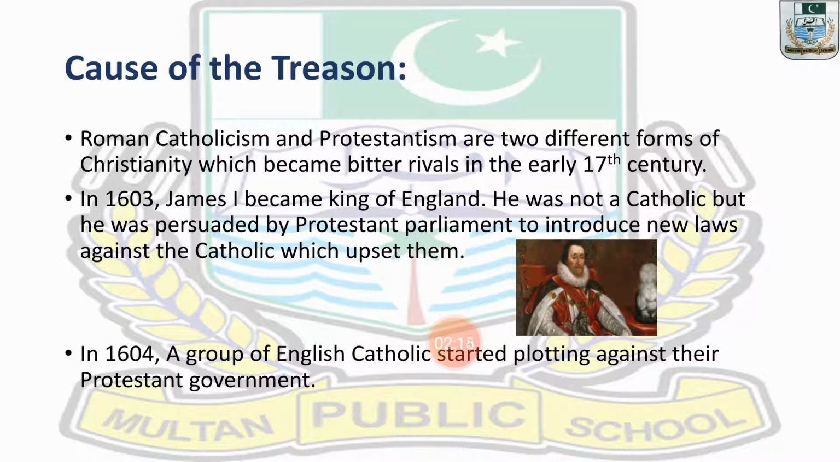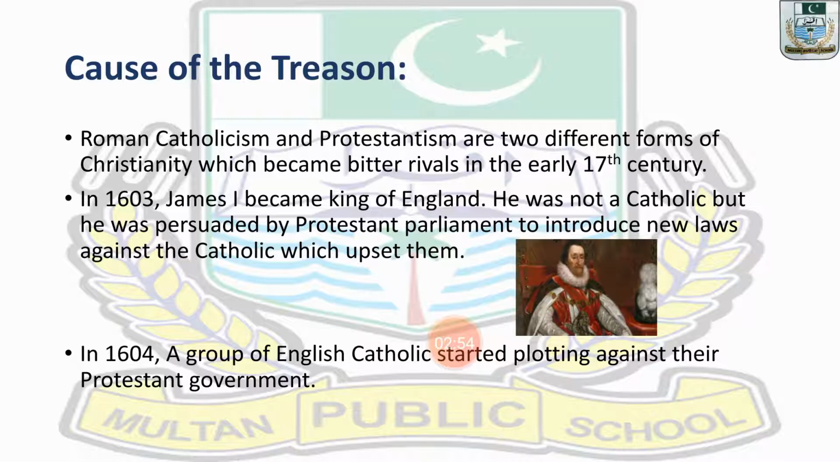Now come to the cause of the treason, reason of the treason. Roman Catholicism and Protestantism are two different forms of Christianity which became bitter rivals in the early 17th century. In 1603, James I became King of England. He was not a Catholic, but he was persuaded by Protestant Parliament to introduce new laws against the Catholics, which upset the Catholics.